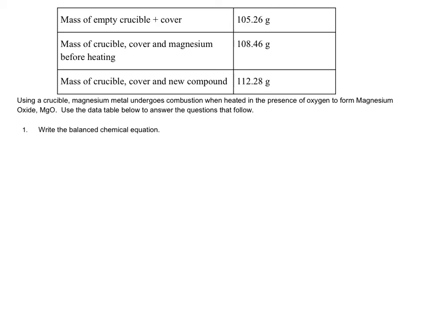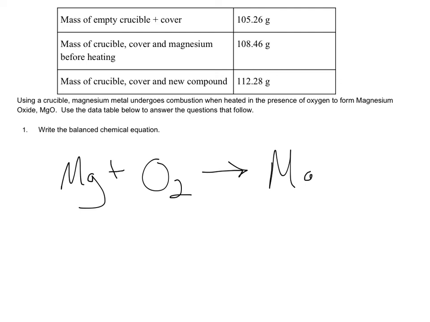So, first question, balanced equation for the reaction between magnesium and oxygen to form magnesium oxide. Well, magnesium plus oxygen produces magnesium oxide. The only thing that's not balanced here is the oxygen. I need 2 magnesium oxides to give me 2 oxygens, which means I also need 2 magnesiums. So there's the balanced equation: 2 magnesium plus oxygen, O2, produces 2 magnesium oxides.